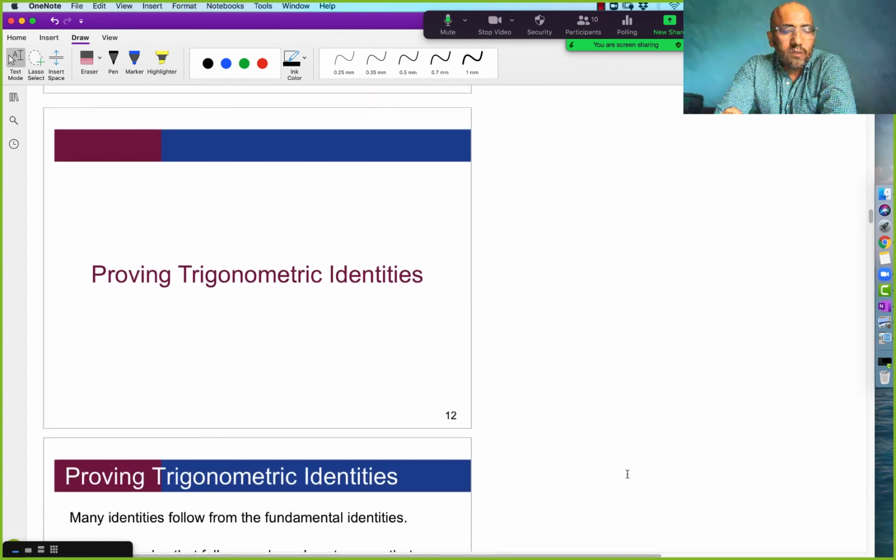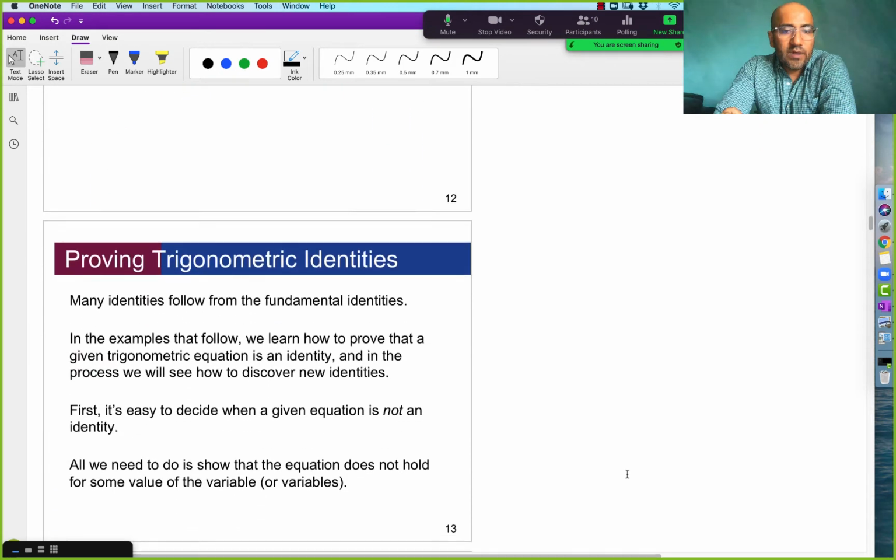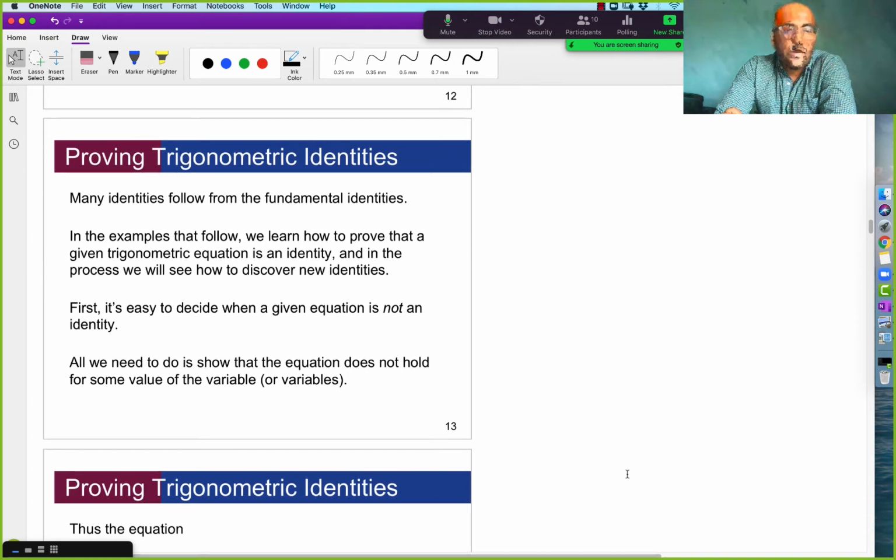Okay, but that was not an identity, right? That was just an expression. An identity has to have an equal sign. It's a type of equation. It's an equation where it doesn't matter what the input is. It's always going to be true that the left side equals the right-hand side. Okay, so many identities follow from the fundamental identities. In the next example that follows, we learn how to prove that a given trigonometric equation is an identity, and in the process, we will see how to discover new identities.